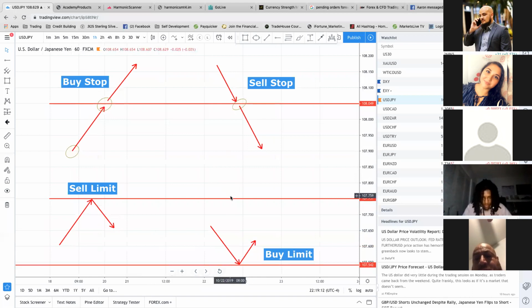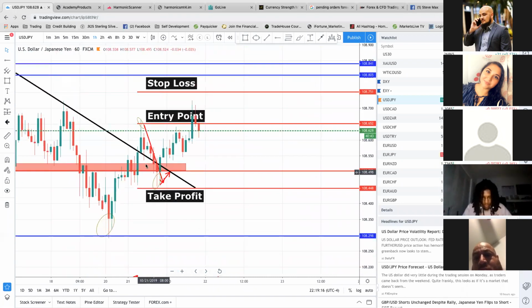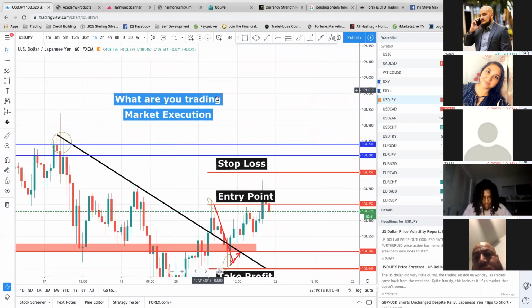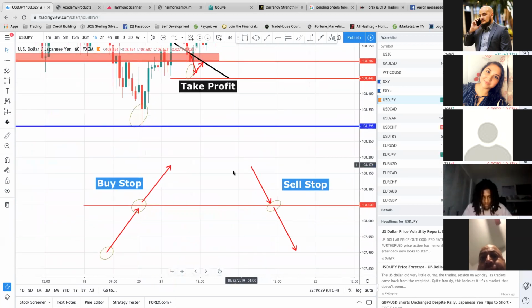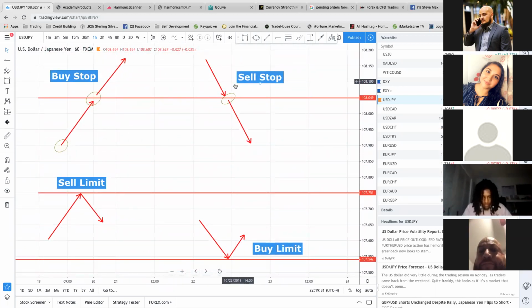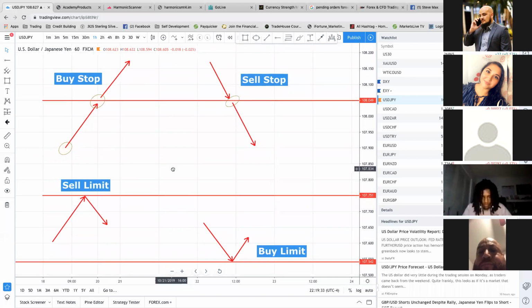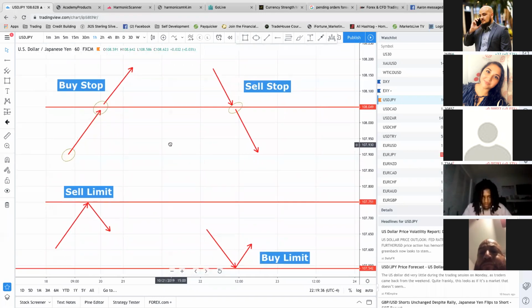Well, what I wanted to do is go ahead and give you clarity on what that means. So let's say you get a trade and the trade says it's USD JPY, just like what's here, okay? We're trading USD JPY. But instead of market execution, which is right now, what if it gave you a buy stop, sell limit, or buy limit? Well, here we go. Very simple stuff.